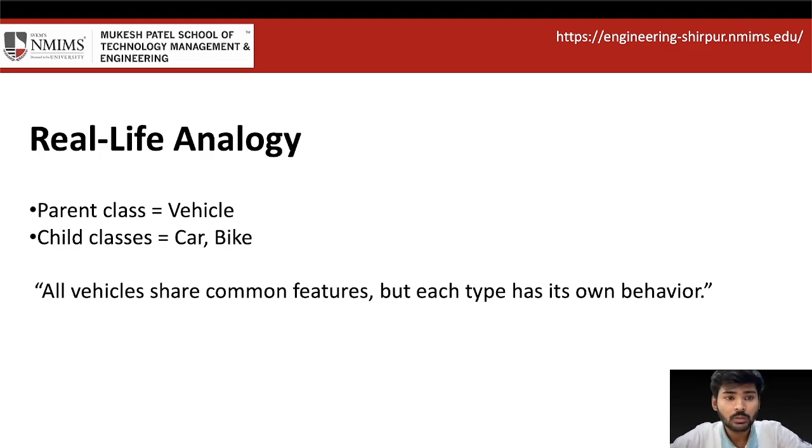Now we conclude that today we discussed two fundamental concepts of Java OOPs: constructors and inheritance. Constructors help in initializing objects efficiently and ensure that every object starts with proper values. On the other hand, inheritance helps us reuse code, reduce duplication, and build meaningful relationships between classes. Together, these concepts make our programs more organized, efficient, and scalable. Understanding these basics is very important because they form the foundation for advanced topics in Java like polymorphism and abstraction.